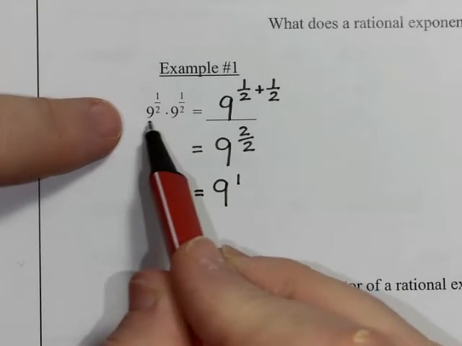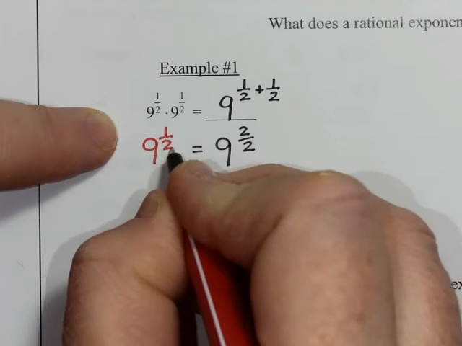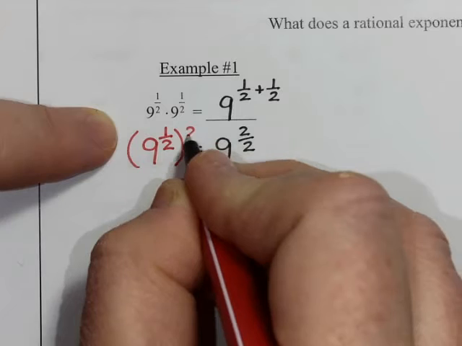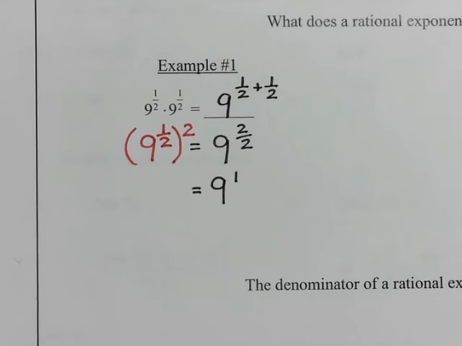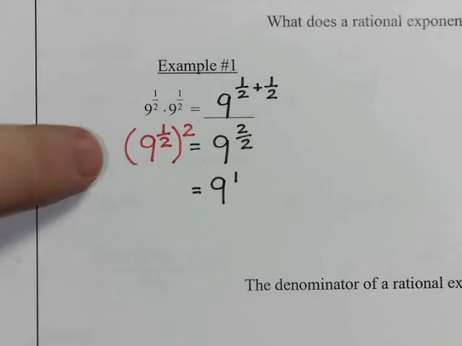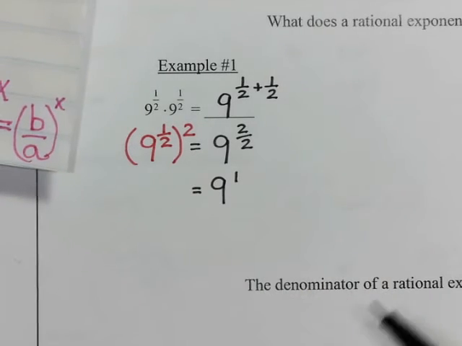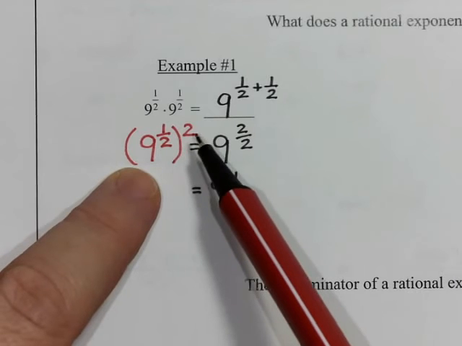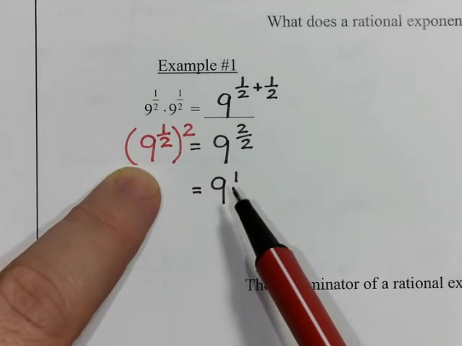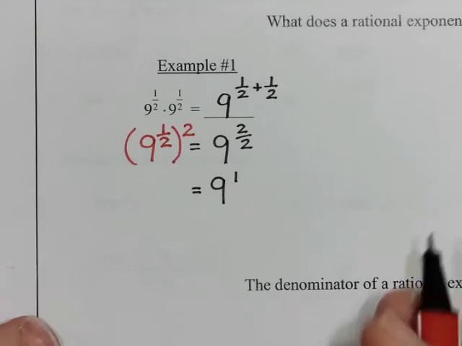So another way I could write that is I could say that's the same thing as 9 to the power of 1/2 squared, right? I multiplied it by itself. So I could write it as 9 to the power of 1/2 squared. Now, we have exponent laws for multiplying exponents together. So I could say b to the x to the y is b to the x times y. And if I were to multiply this together, 2 times 1/2 actually equals 1. But I don't want to do that because we're trying to figure out what 9 to the 1/2 equals.